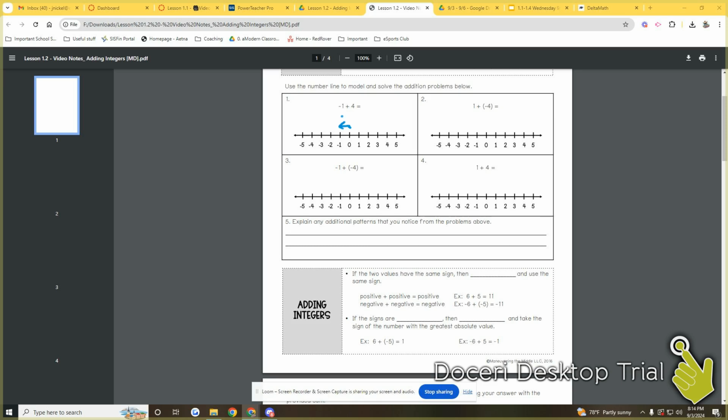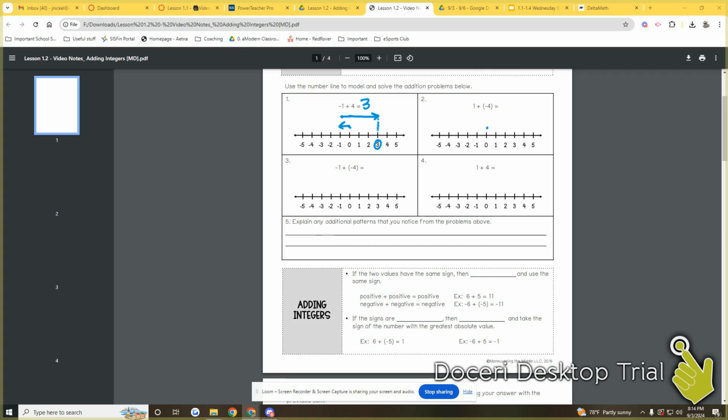Then our next point starts above where you ended the last one. And now we're going to go right 4 because it's plus 4. Positive means to the right. So that's plus 4, and we end at plus 3. That's a positive 3. So that is our final answer. Okay, so anytime you have a negative, you go left. Positive, you go right.